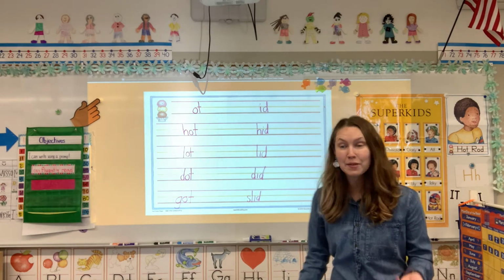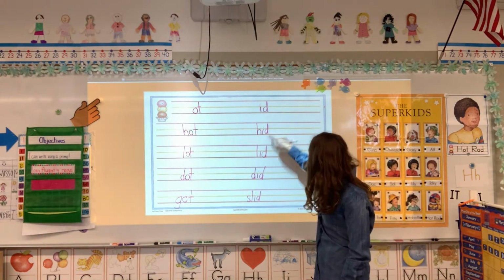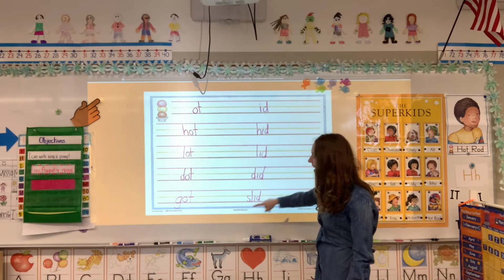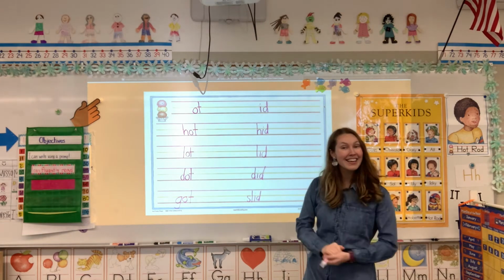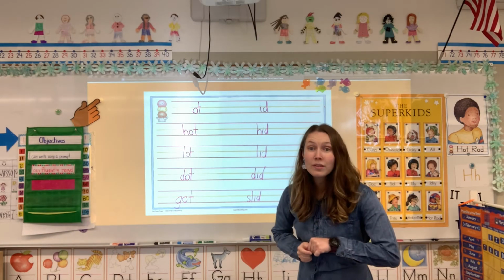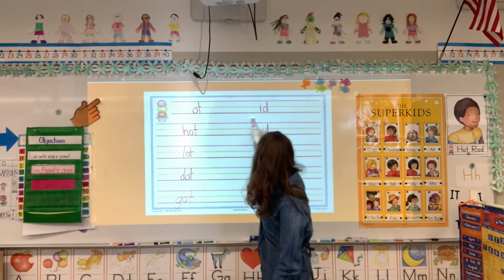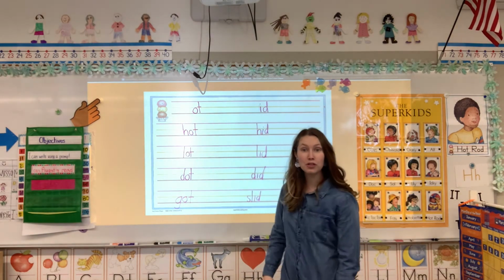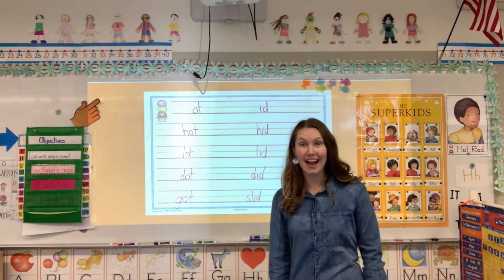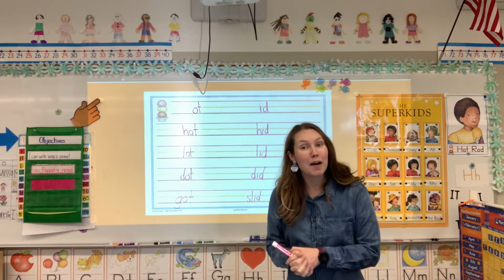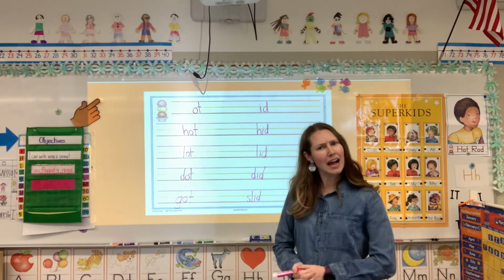Let's read through our id family words. They all rhyme as well. Hid, lid, did, and slid. Very good. So now when you see these endings, ot or id, you know that those are part of those families, all right? So let's read through our story together now and see what kind of family words we find in there.